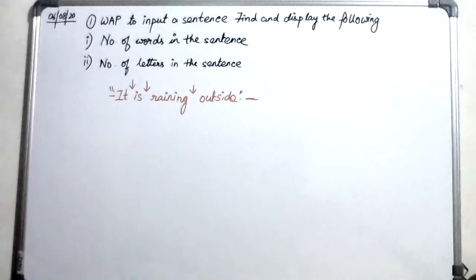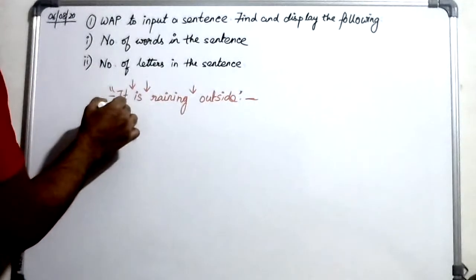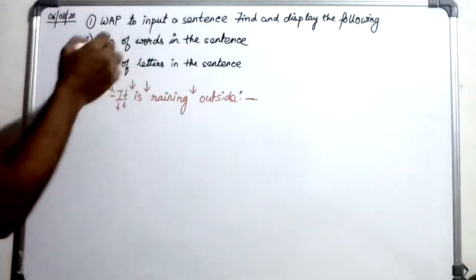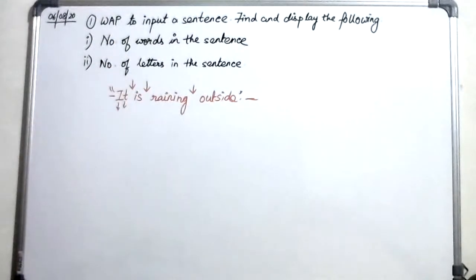So we'll start extracting each character. We will start scanning the sentence from the first character, and we'll start extracting the characters.